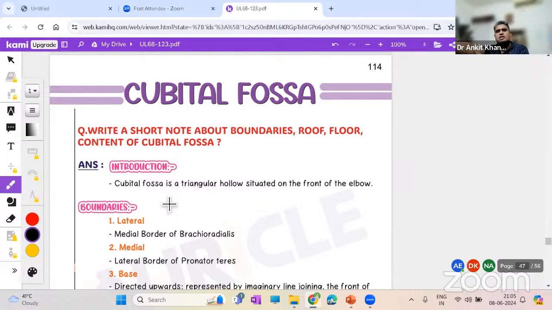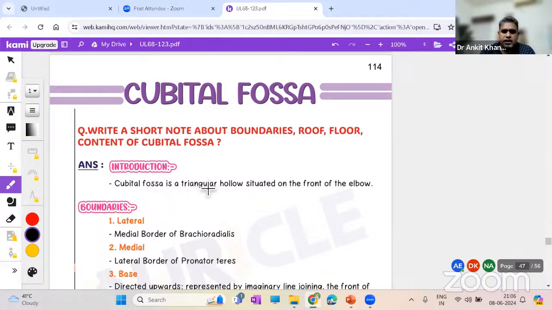One thing we already studied, the median cubital vein going from your cephalic to basilic vein, right? So one thing is median cubital vein. Then deep to it, the contents of this fossa, you have MBBR as a mnemonic: median nerve, brachial artery, biceps tendon, radial nerve. So all these are four different important structures. So why is this cubital fossa important? Because of the structures lying inside it.